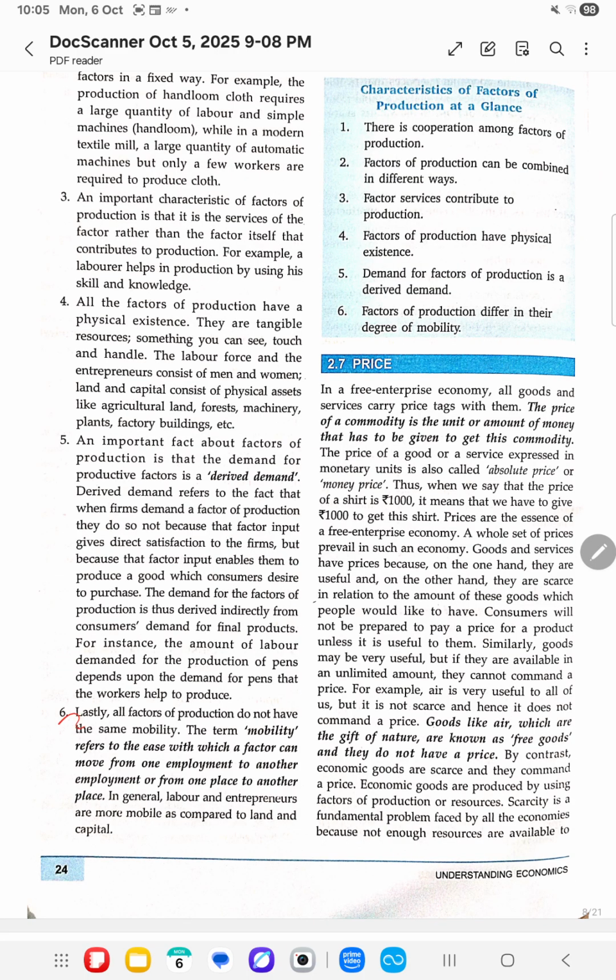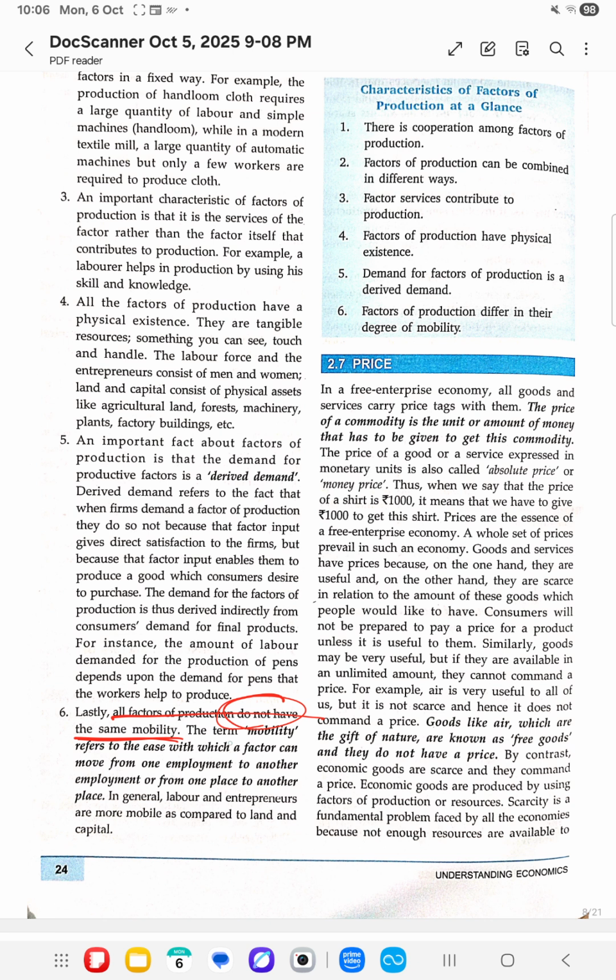And last but not the least, all the factors of production do not have the same mobility. Suppose land does not have mobility. Laborers and entrepreneurs are comparatively more mobile because people can move from one place to another, but big machines, which come under capital, and land, you cannot move from one place to another. You cannot move that particular piece of land anywhere. You have to go out and search for another land. So mobility is not the same for all the factors of production.